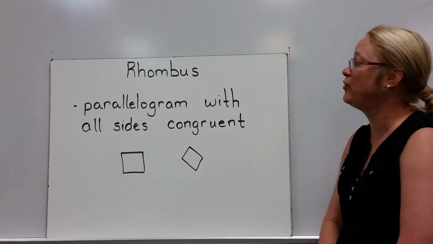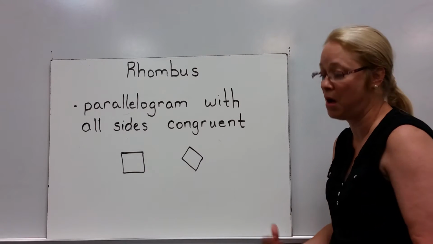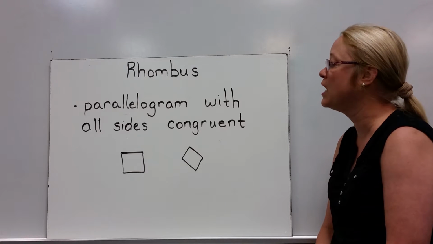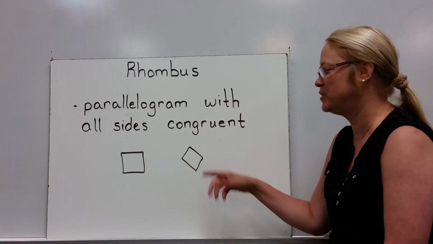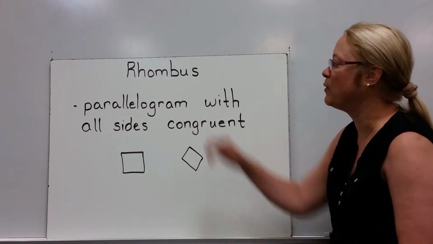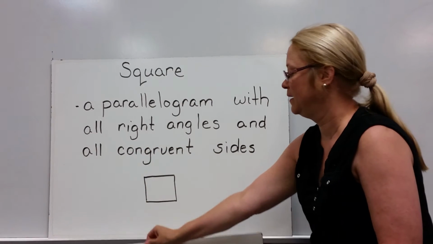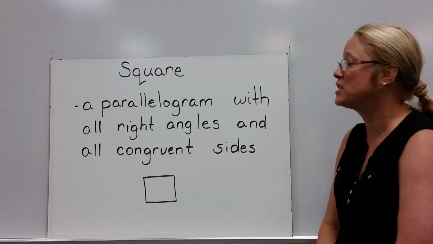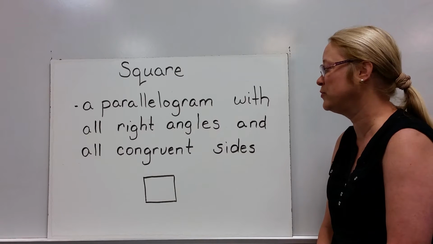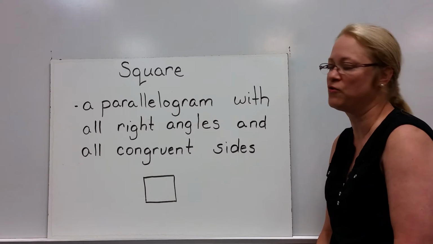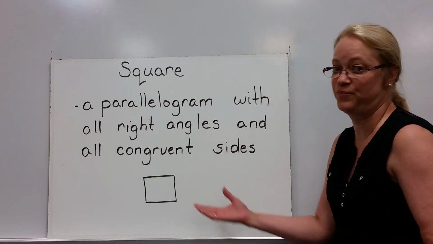Our next quadrilateral is a rhombus. A rhombus is a parallelogram, opposite sides parallel and congruent, with all sides congruent. These are the two examples. Now we're going to get even a little more specific to a square. A square is a parallelogram with all right angles and all congruent sides. The only example is just the square.